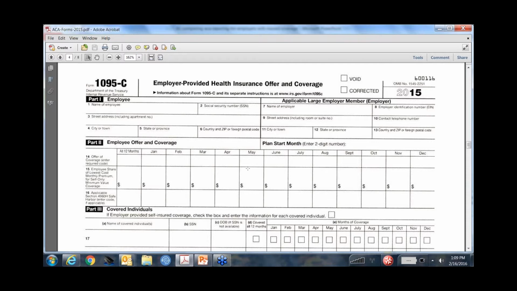In line 14, you enter the months for which you offer them coverage. If you offer coverage to the entire family, then in most situations you would use a code 1E for those months that you offer the whole entire family coverage. If it's for all 12 months, then you would indicate that in the first column.